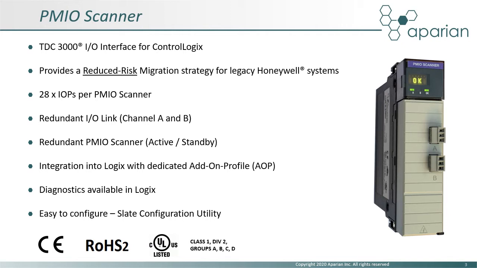The PMIO scanner provides both I/O link media redundancy and scanner redundancy. The latter requires two PMIO scanners which operate in an active standby configuration. In the event of failure, the standby scanner will take over seamlessly without affecting the IOP operation.